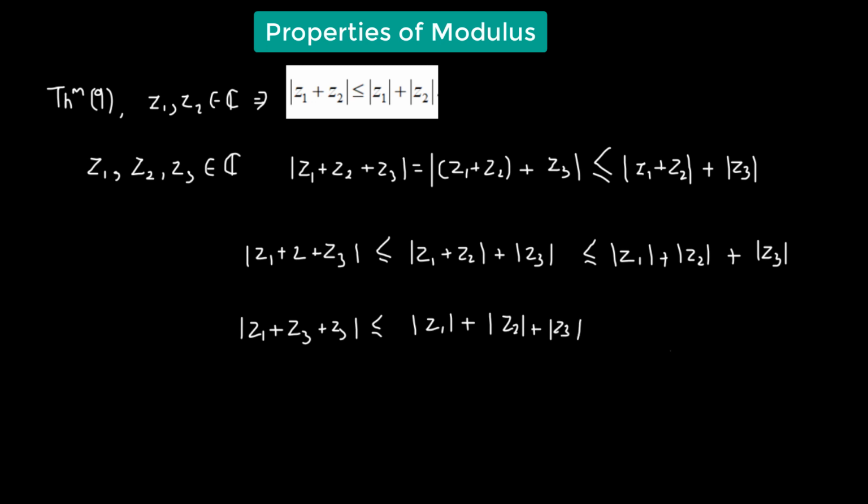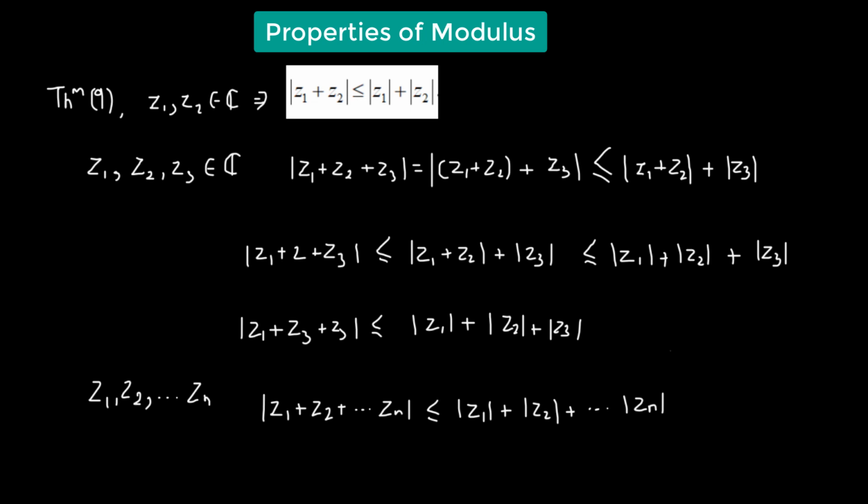Now if we extend it to n complex numbers, say z1, z2 going all the way up to zn, then we can say that the absolute value of the sum of the complex numbers is never going to exceed the sum of the moduli. So by the method of induction, we can say that the absolute value of the summation of z sub k, with k going from 1 to n, is always less than or equal to the summation of the absolute values of z sub k, where k runs from 1 to n.